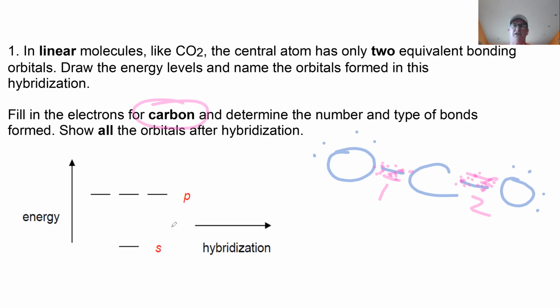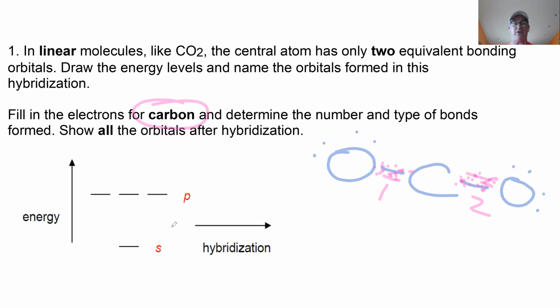So what hybridization are we going to need for 2 regions of density? SP. Remember, the number of regions of density is exactly the same as the number of orbitals you'll need. So for 2, SP. For 3, S with 2 P's. For 4, S and 3 P's. For 5, S, 3 P's, and a D. That's how you figure out which kind of hybridization you'll need.